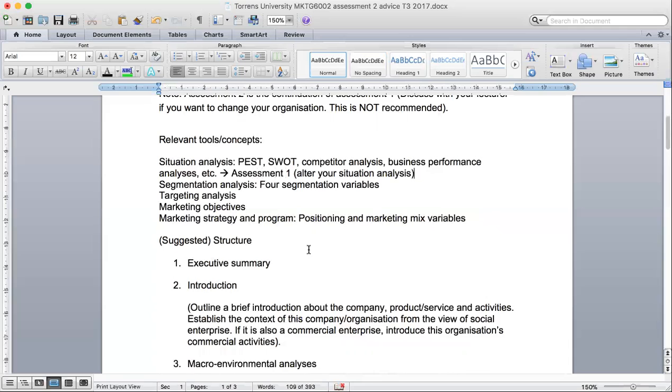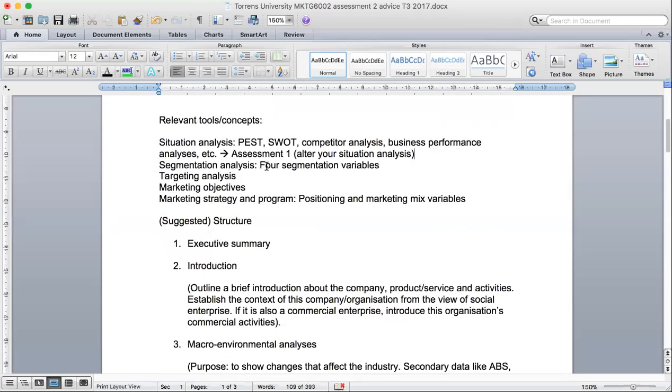The next one is segmentation analysis. That's the next concept that we need. Again, these are the tools that we need to pick up from our toolbox: targeting analysis, and marketing objectives. The outcome of segmentation and target analysis would be target markets. Who our target market is, right? When it comes to target market, please use 4 segmentation variables, because I think you are analyzing a consumer market for your industry, for your business.